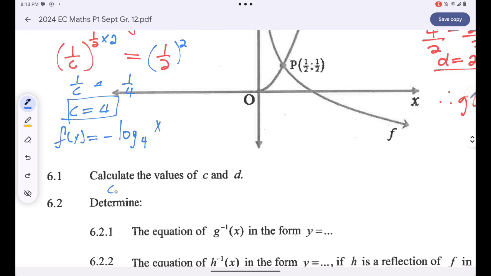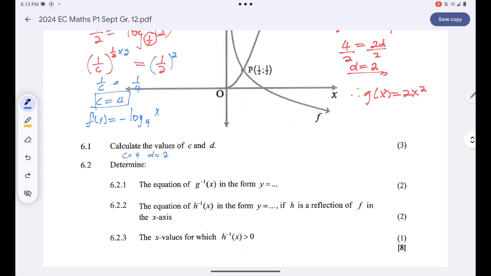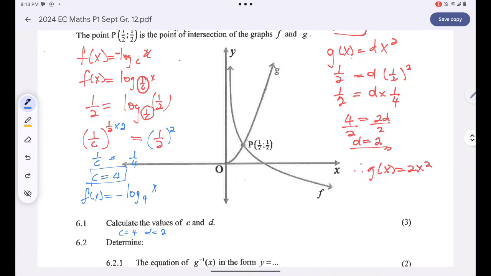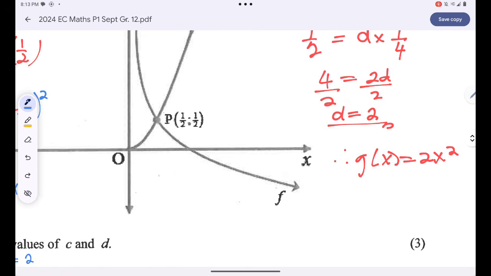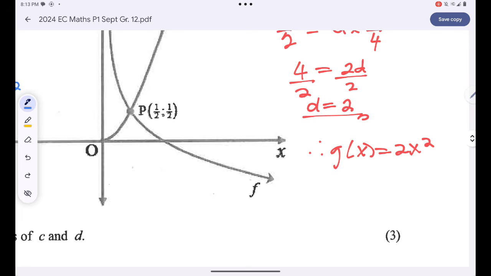So I know that c is equal to 4 and d is equal to 2. Now they want us to determine the equation of the inverse of g of x in the form of y. How can I find an inverse, guys? I know that for me to find an inverse, I just need to reflect the original graph on the line y is equal to x. Are you together? Just reflect this on the line which is y is equal to x.